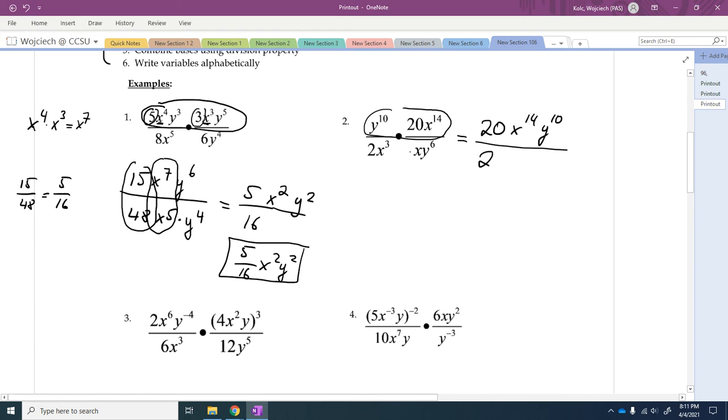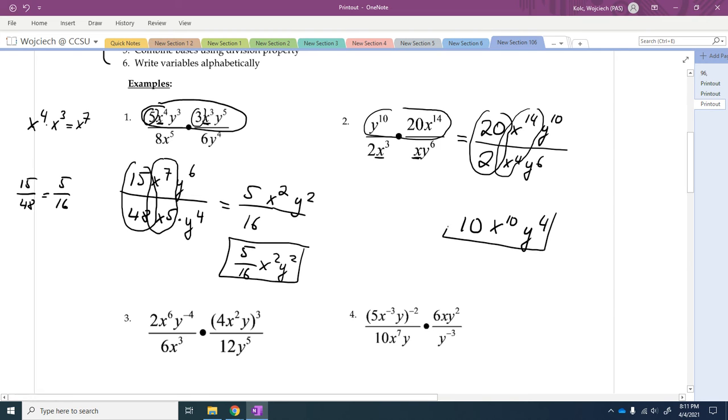So 2 stays 2. But I have x to the third times x. Please remember, x means x to the first. So x cubed times x is x to the fourth, and y to the 6th, I will bring it down. What's 20 divided by 2? Please remember, we are not subtracting. 20 divided by 2 is 10. What's x to the 14th over x to the 4th? It's 14 minus 4, which is 10. And y to the 10th over y to the 6th is y to the 4th.